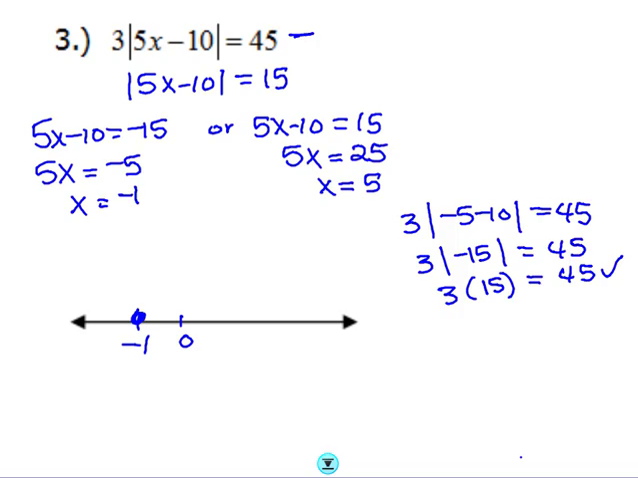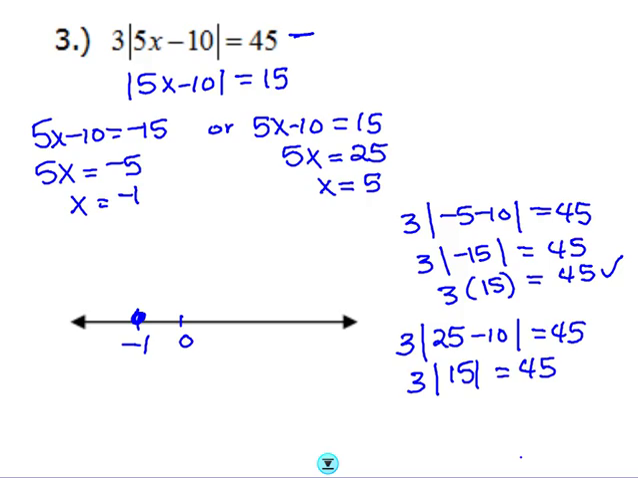Alright, let's check 5. Go back to the original. So 3 times the absolute value of 5 times 5 is 25, minus 10 equals 45. 3 times absolute value, 25 minus 10 is 15. Absolute value of 15 is 15, so 3 times 15 equals 45. So that one also checks. So let's graph 5. So my two solutions are negative 1 or 5.